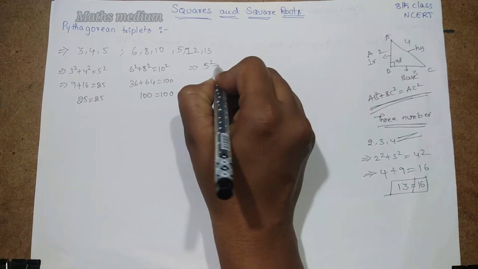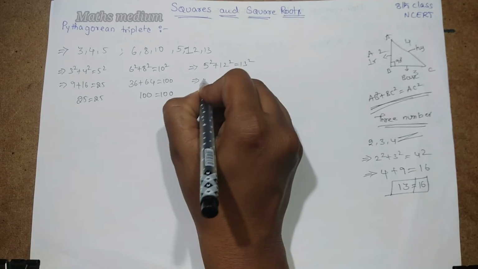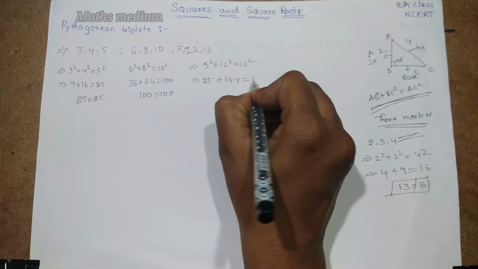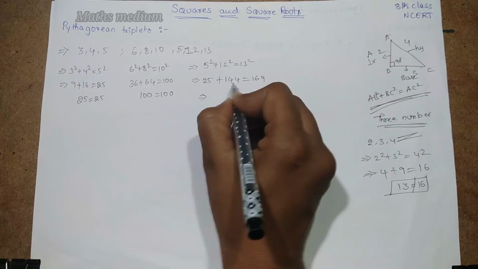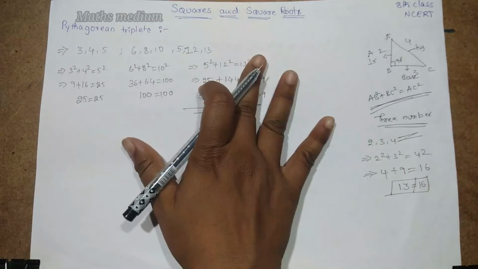So 5 square plus 12 square is equal to 13 square. 5 square is 25, 12 square is 144, 13 square is 169. Here 169 is equal to 169. This is also a Pythagorean triplet.